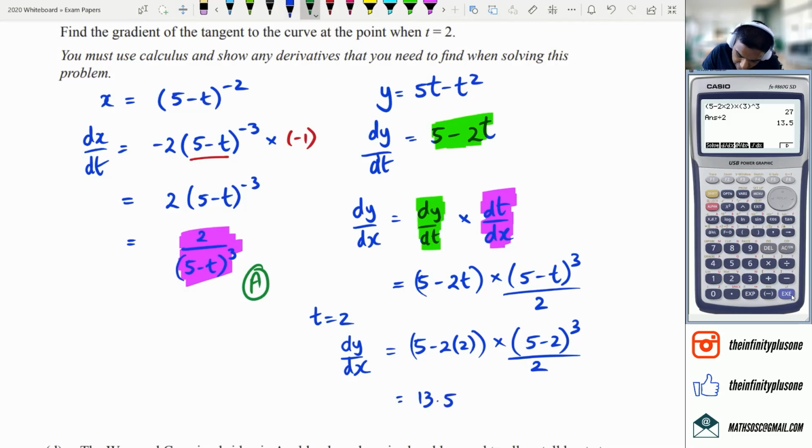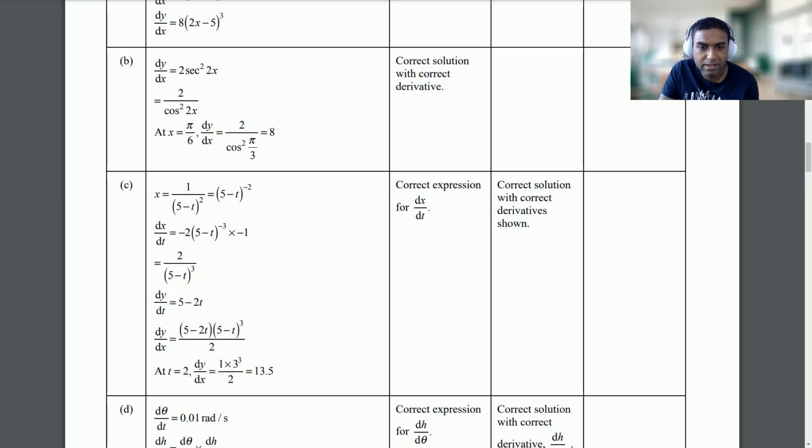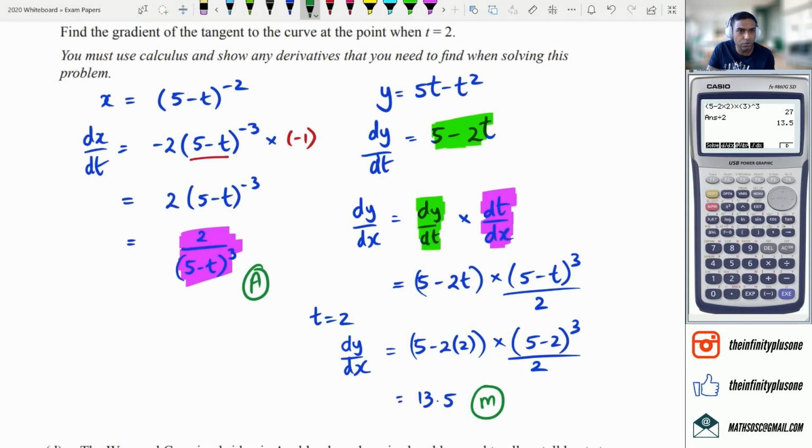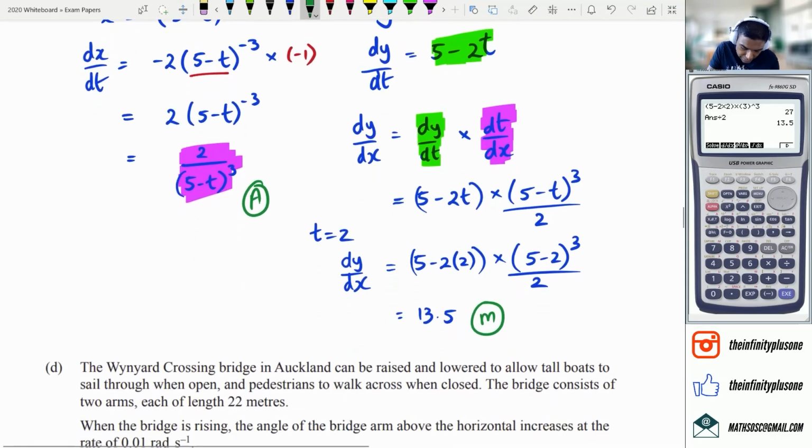So the correct answer is going to get you guys a merit here. I'm going to show you guys the answer schedule real quickly. As you can see here, look, correct expression for dx dt. So they really don't care whether you get dy dt correct or incorrect for that achieved. For the achieved, they're really making sure that you guys can actually manipulate this type of equation and differentiate it. All right, so let's go back to question 1D.